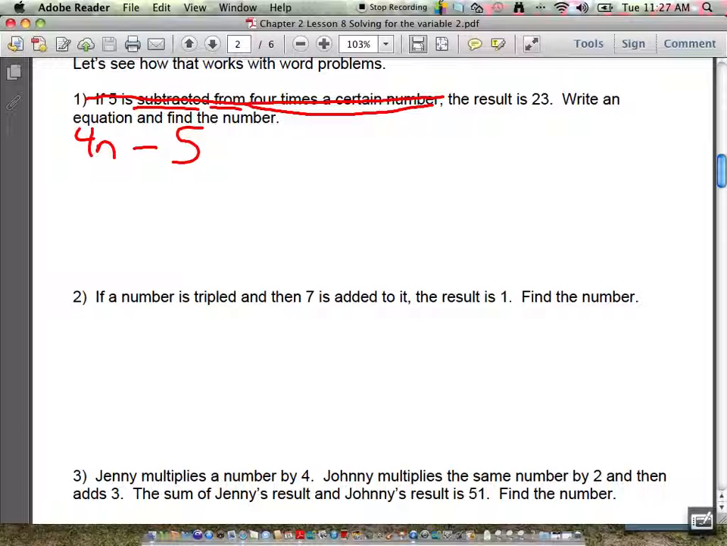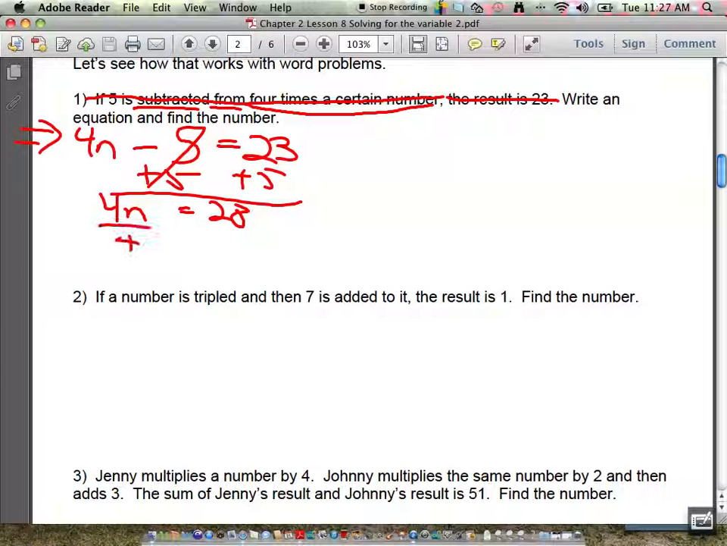Now, what's the next few words say? Jennifer? That's right. The result is, that's saying equals 23. I'll put a line through that. And if you do it right, the only thing left is the directions. What does it say to do? Write an equation. That's done. And then what does it say to do? Find the number. So what do I do now? I add 5 to both sides. This is nice and easy. The cool thing about word problems is if you can write the equation like this, usually the solving is easier than we did on the quiz. n is equal to 7.